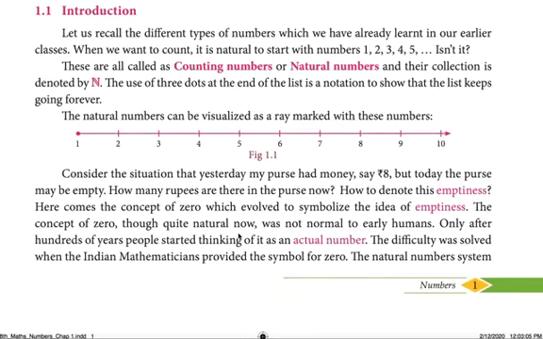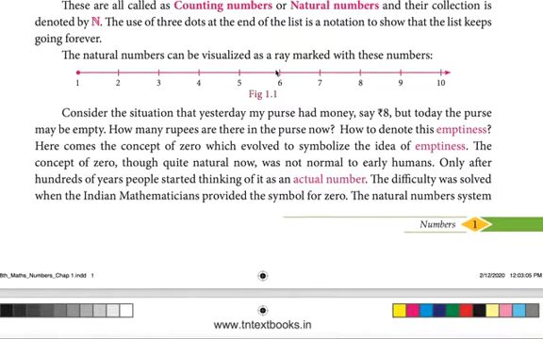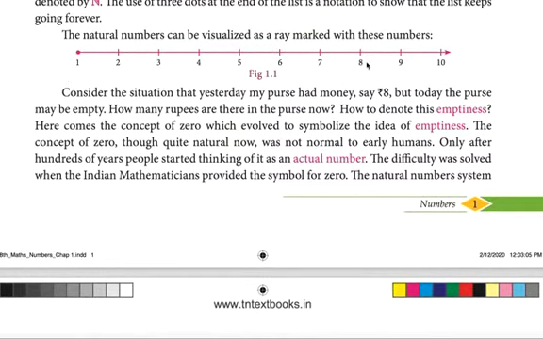Let us recall what we have studied earlier. So far, we studied all the natural numbers, right? Natural number starts with 1. Okay, 1, 2, 3, 4, and so on. So the collection of natural numbers is denoted by N. Okay, these three dots represent "and so on." This is how we represent natural numbers on a number scale.